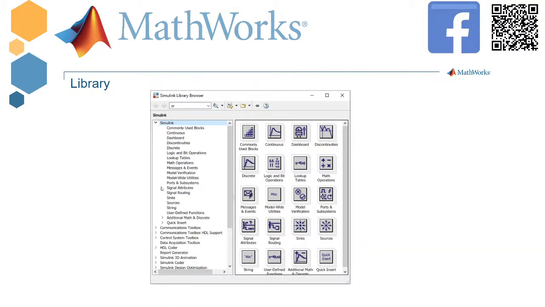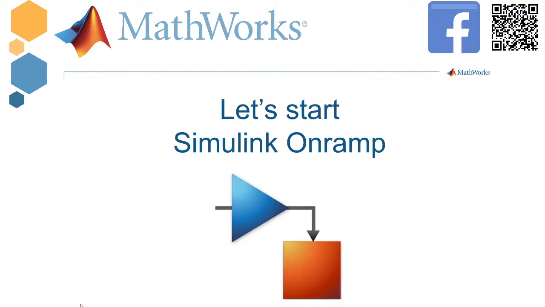Here, this is the library. There is a long list of blocks, and here you can find all the blocks. They have little images to help you understand what they do, and of course their names. You can find everything, and I will show you that there is really everything. Okay, so let's start with Simulink Onramp.